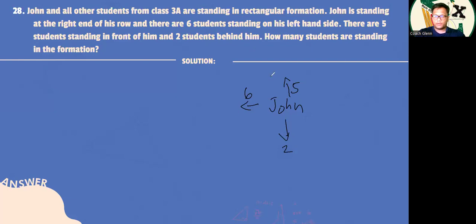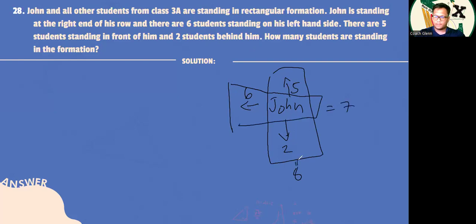First, let's get the total here. So we have 5 plus John plus 2, that's equal to 8. And then let's get the total here. So we have 6 and John, so that's 6 plus 1, equal to 7. Next, we have our row and column, so we just need to multiply the 2 numbers. 8 times 7 is equal to 56. So there should be 56 students in the rectangular formation.